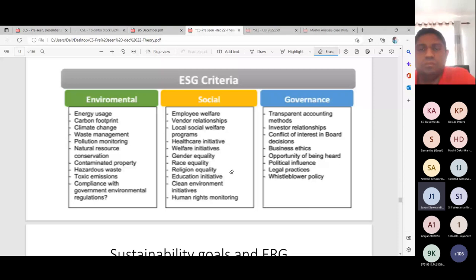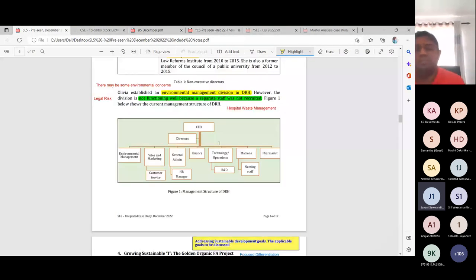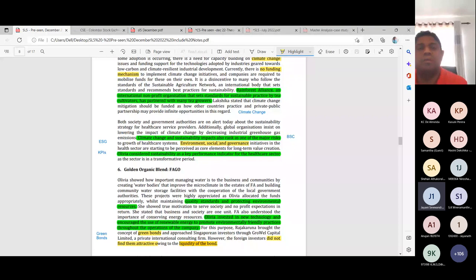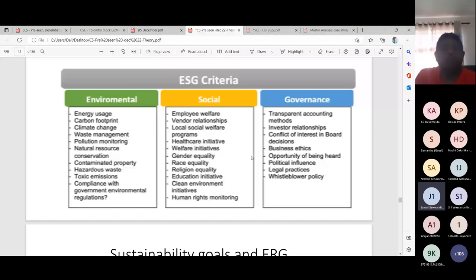But it seems that that department is non-functional. Yeah, the non-functional one is the environmental management. Yes, even though we have established it, we are not working well with that one actually. So the ESG framework is one of the areas you can focus on. We can consider the environmental aspects: energy use, carbon footprint, climate change, waste management. These are the areas we have to focus on.